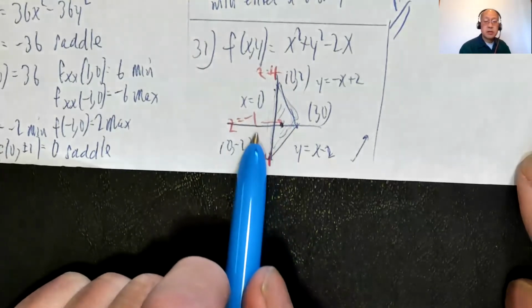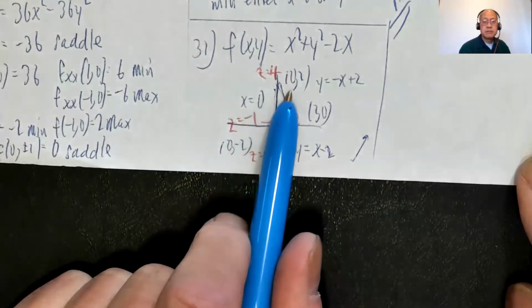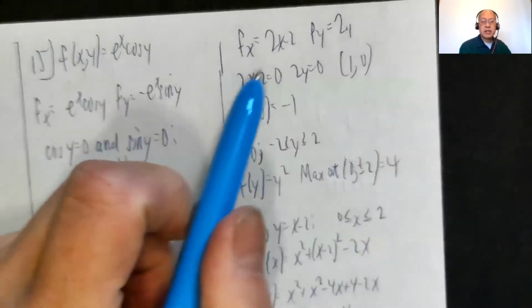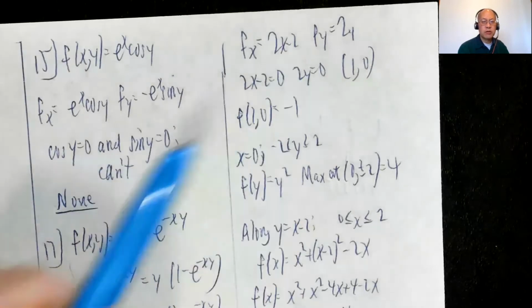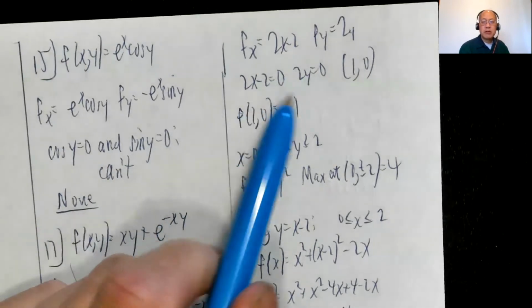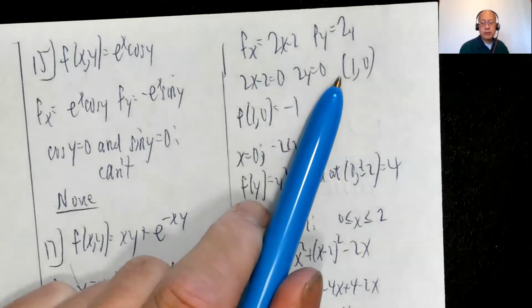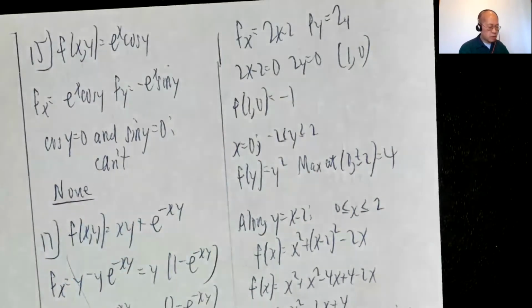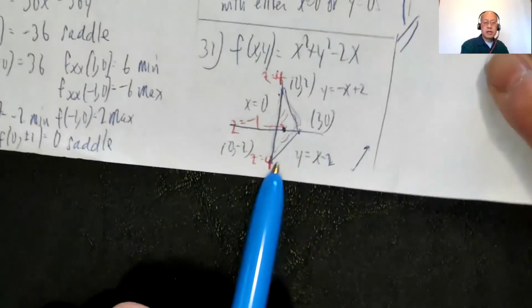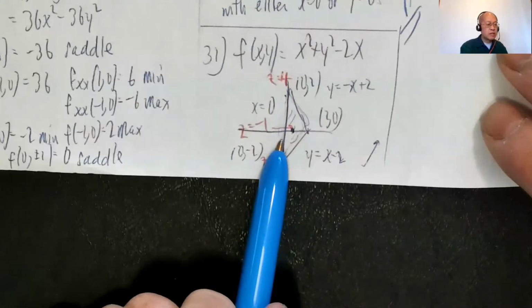Okay, so here we go. Fx is 2x minus 2, Fy is 2y. Set them equal to 0. 2x minus 2 equals 0, and 2y equals 0 means you have the point (1, 0). F of (1, 0) is -1. So right here, (1, 0), the z value is -1.